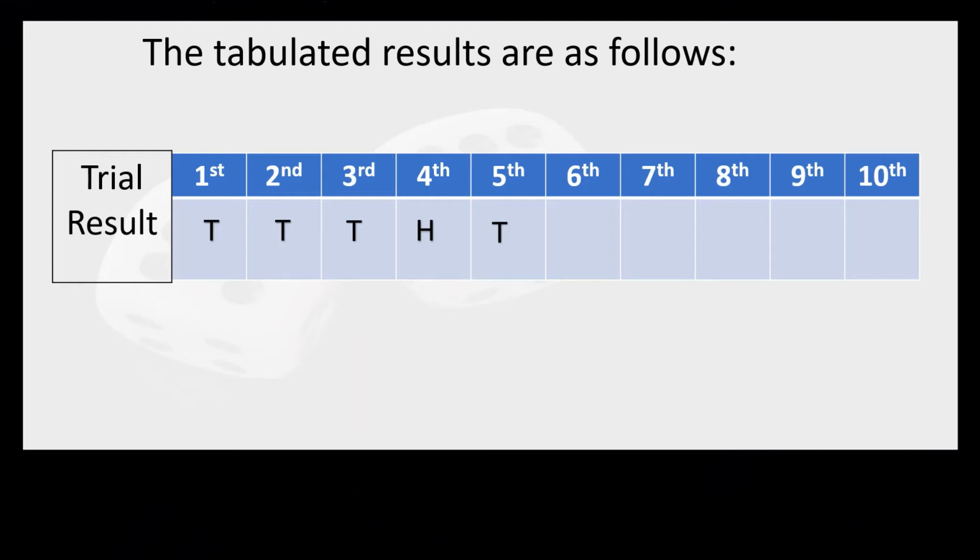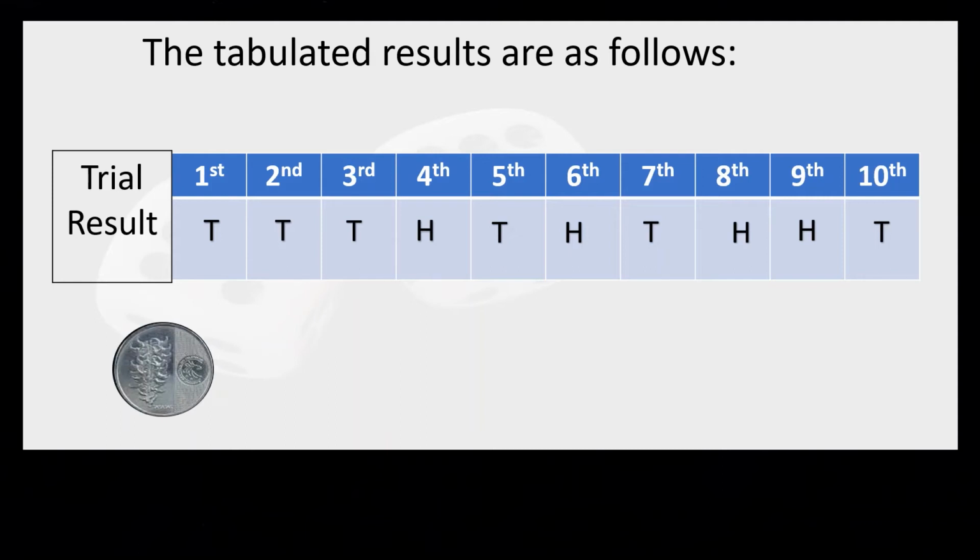On the sixth toss, we have a head. On the seventh toss, we have a tail. On the eighth toss, we have a head. On the ninth toss, we have a head. And for the last toss, we have a tail. Now that the results have been tabulated, what is now the probability of getting a head?